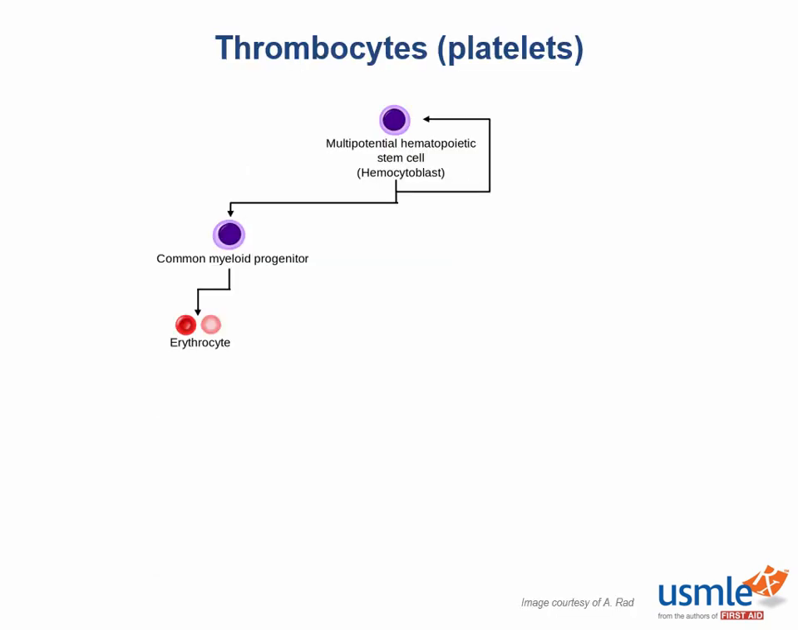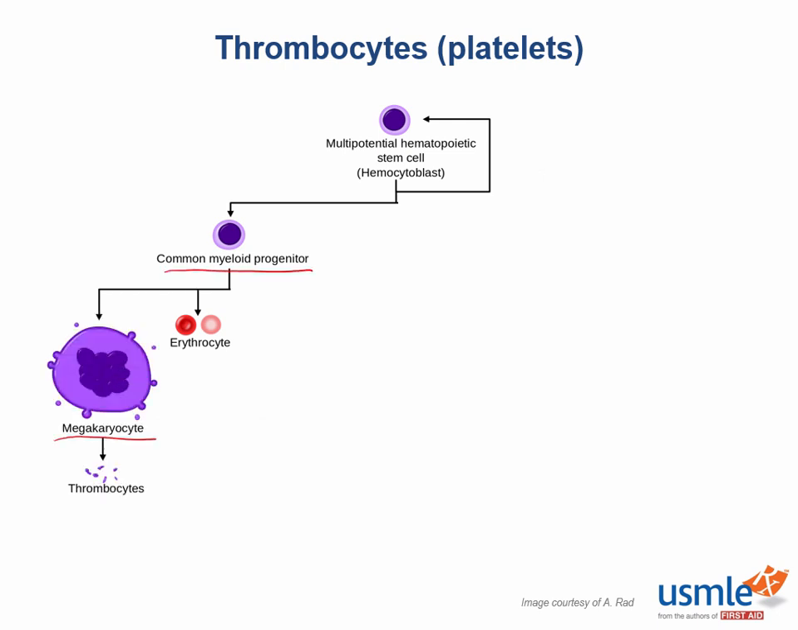Alright, now let's talk about thrombocytes, which are more commonly known as platelets. Now platelets are in the myeloid lineage, and as you can see here, they are derived from the megakaryocyte. Platelets predominantly take part in clotting and hemostasis, and this topic will be covered later on in this chapter.